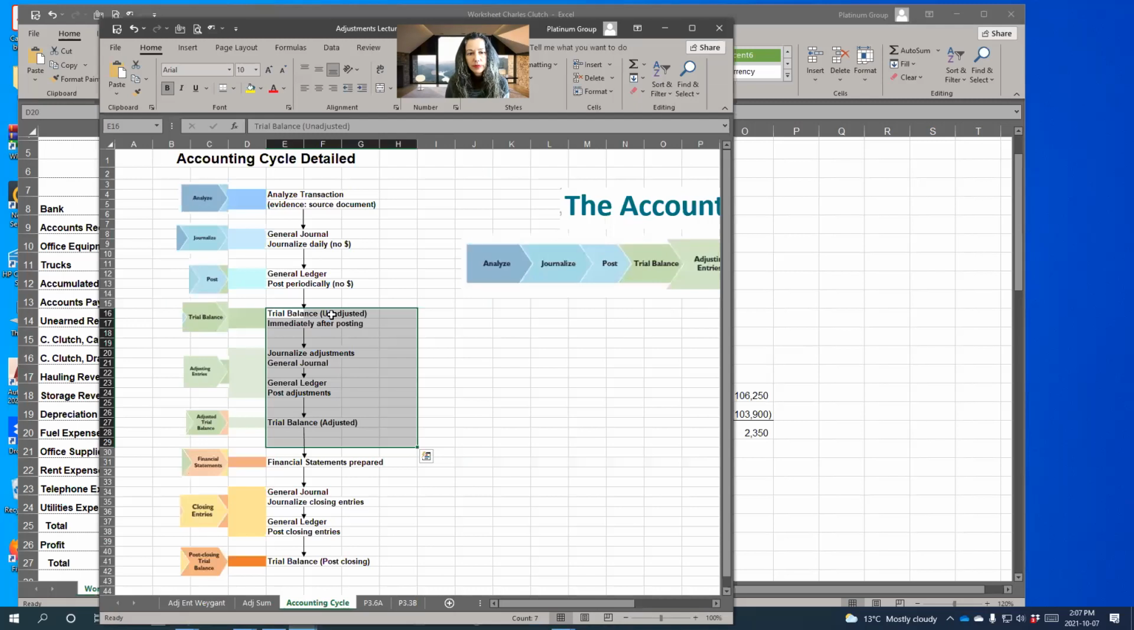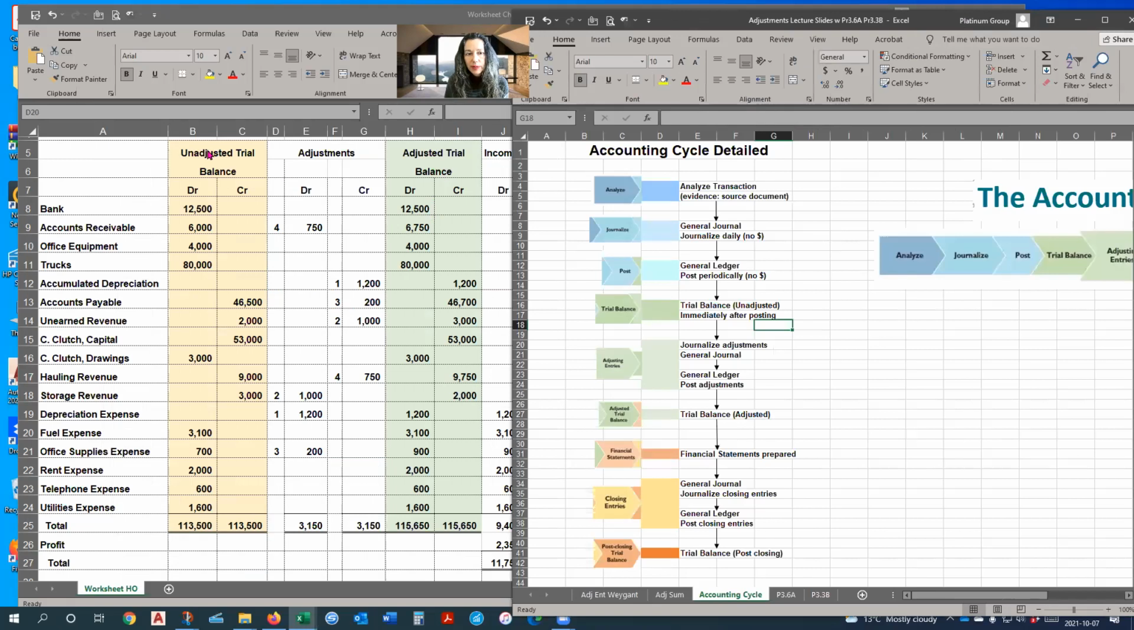accounting cycle. Okay, we had our trial balance right here. We journalize our adjustments. Once we're happy with the worksheet, we'll journalize all of our adjustments right here. We'll post to the ledger, and then we'll get our adjusted trial balance. Now, this adjusted trial balance right here should be the same as our green adjusted trial balance. They should match, right? So the trial balance that we take after we post to our general ledger should agree to this trial balance right here.